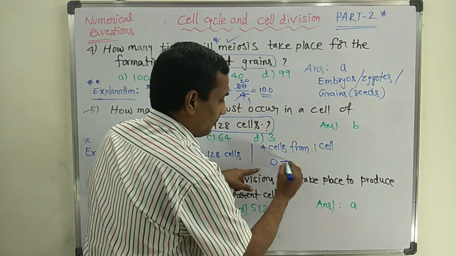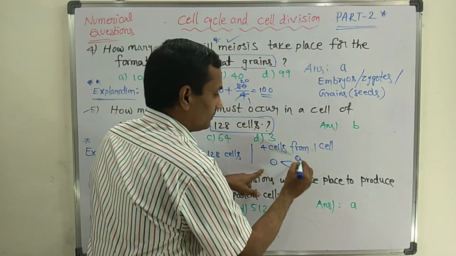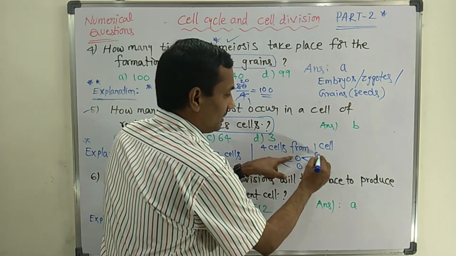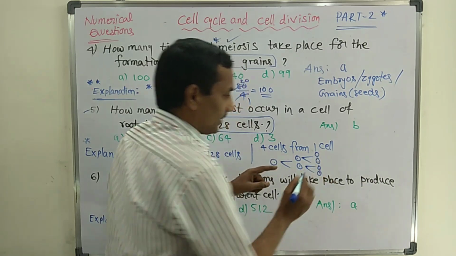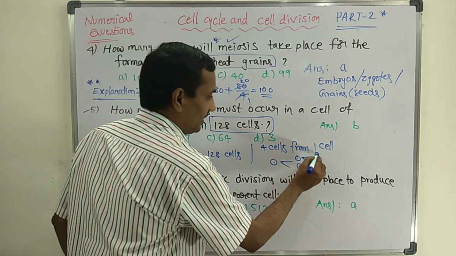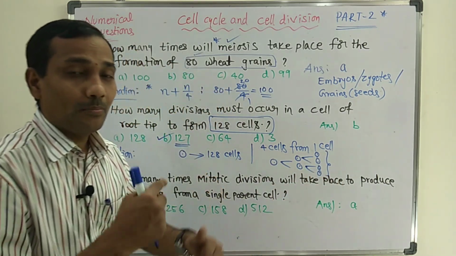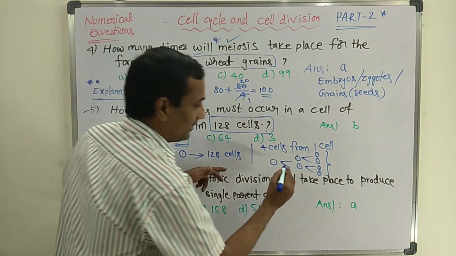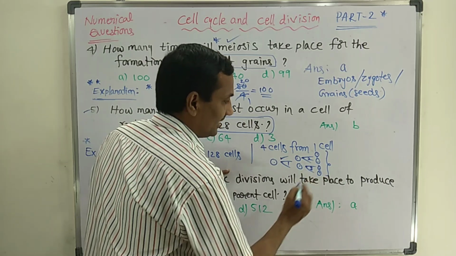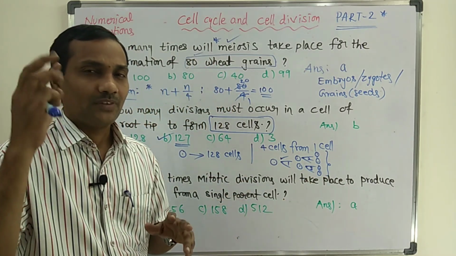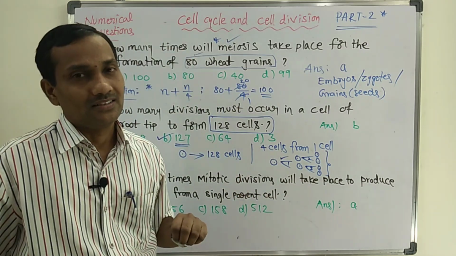This is one cell. First it divides and produces 2 daughter cells. This daughter cell divides and produces 2. This daughter cell divides and produces 2 cells. Now observe carefully: for formation of 4 cells, how many mitotic divisions occur? That is important. One mitosis here, second mitosis here, third mitotic division. So 3 mitotic divisions are required to form 4 daughter cells.